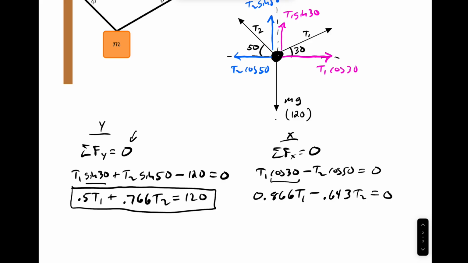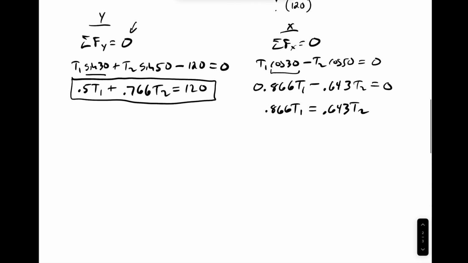Now here's what I can do. I can say, all right, well, 0.866 T1 is equal to, when I add it to both sides, positive 0.643 T2. Now when I divide both sides by 0.866, I'll get T1 is equal to 0.742 T2. So now what I've done is I've solved it.